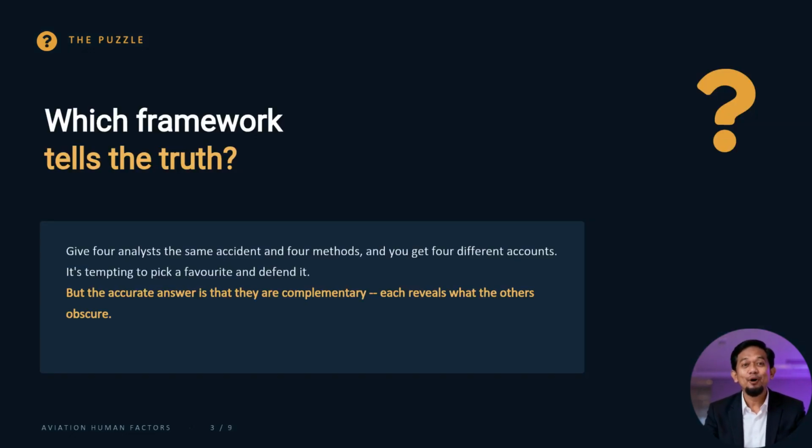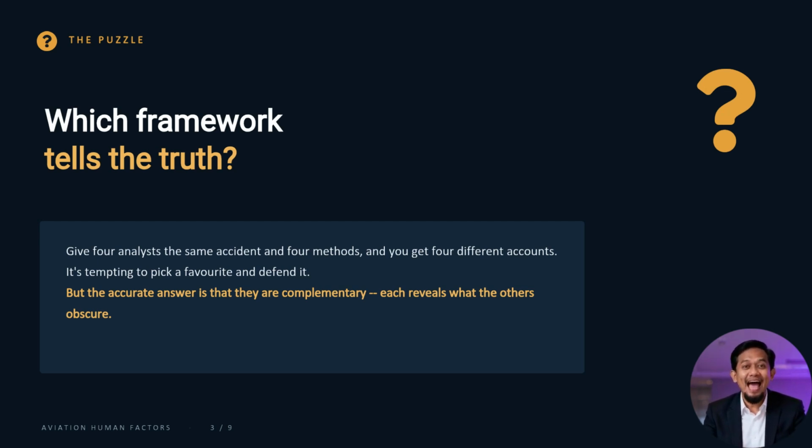So, which framework tells the truth? Run the thought experiment on the slide. Give four competent analysts the same accident, one framework each, and you will receive four different accounts. One about layered human failures, one about broken control loops, one about causal paths through the sociotechnical system, one about the minute-by-minute condition of the humans in the seat.